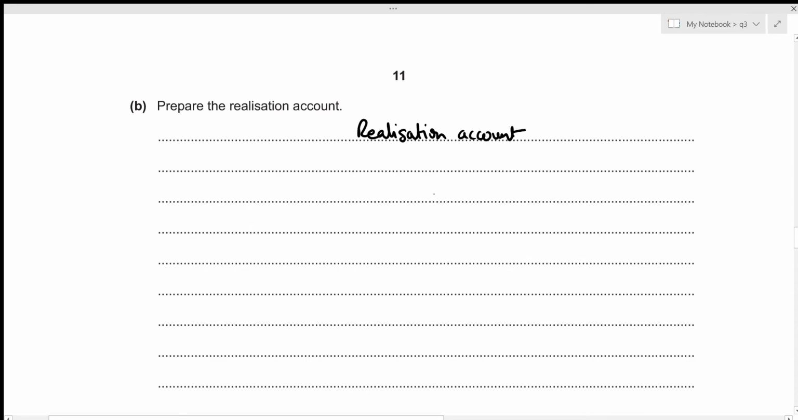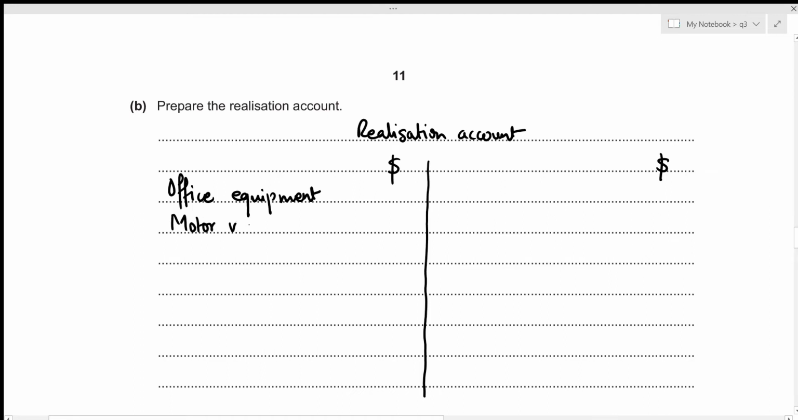Okay, so the realization account has the debit side and the credit side. The first step in our realization account would be to record all of the assets taken over by X Limited at its original value on our debit side. So the assets taken over were office equipment, motor vehicle, inventory, and trade receivables.